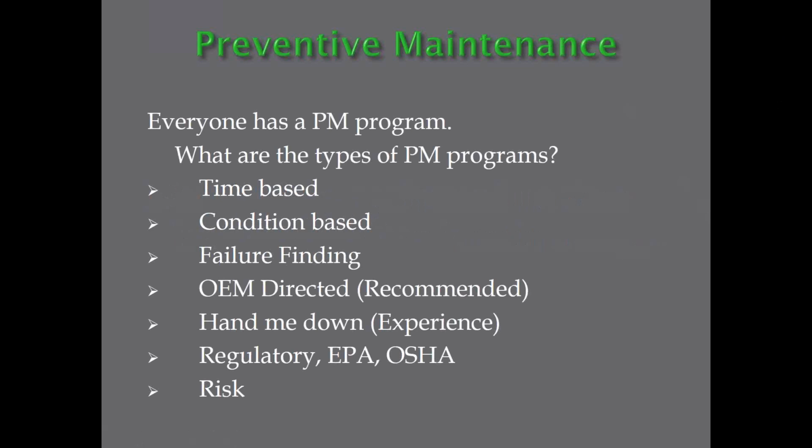And then a lot of the PMs we do are just based on risk. We have this high dollar piece of equipment. Maybe it's a $250,000 centrifuge. Maybe it's a $1 million gas turbine. And we're doing PMs just because the machinery is high risk, high failure cost. So what are those reasons?